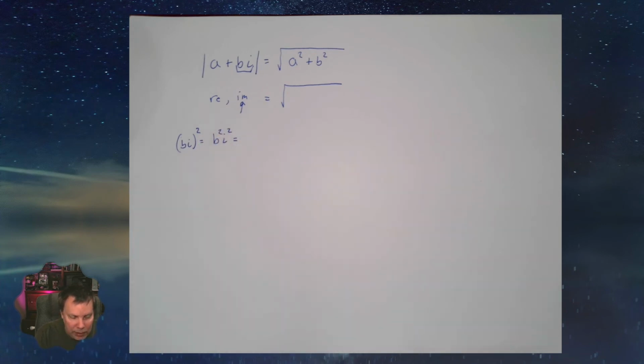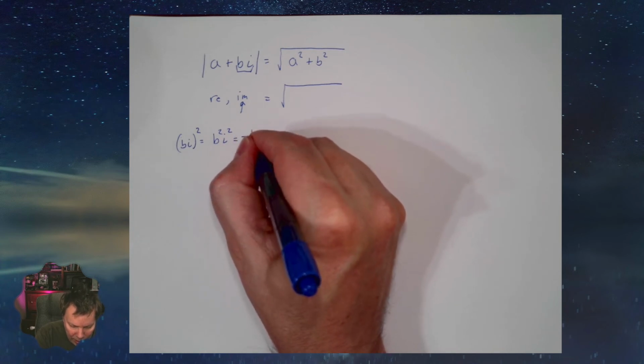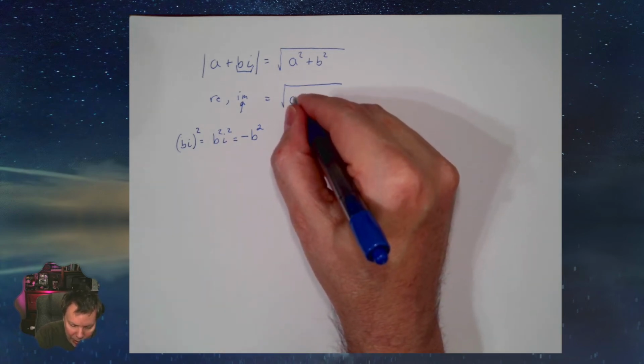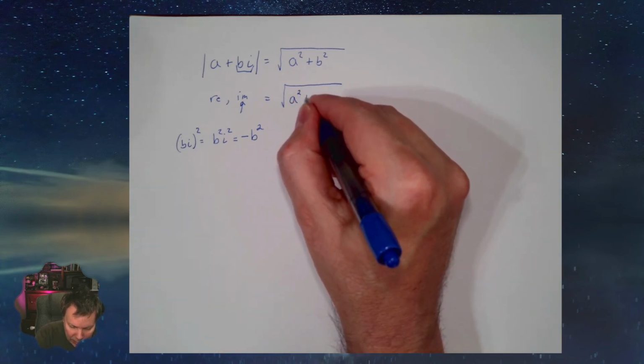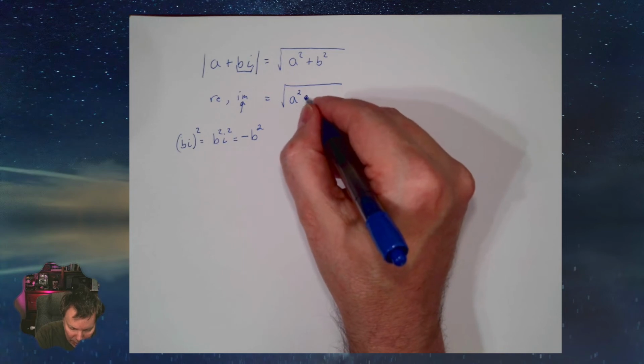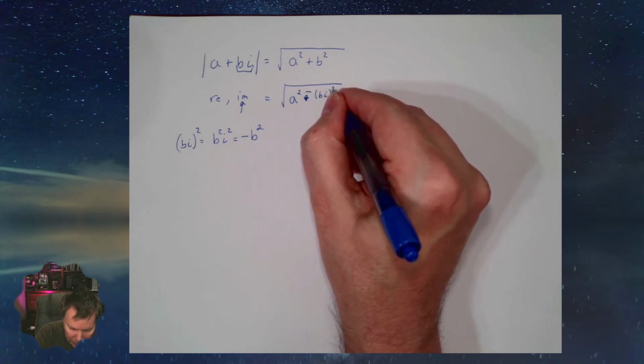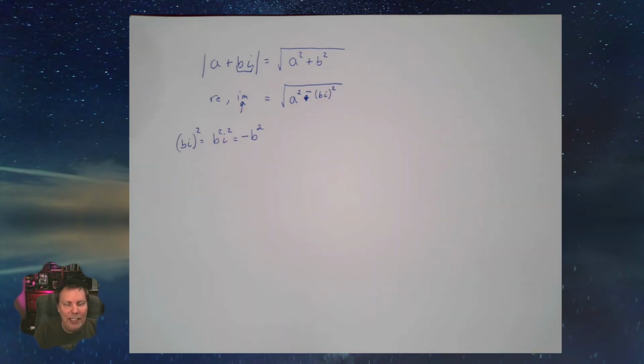Well, i squared is -1, and so I get negative b squared out of this thing. So what I can do is redefine it, not a plus sign here, but a minus sign. I can rewrite it like this.